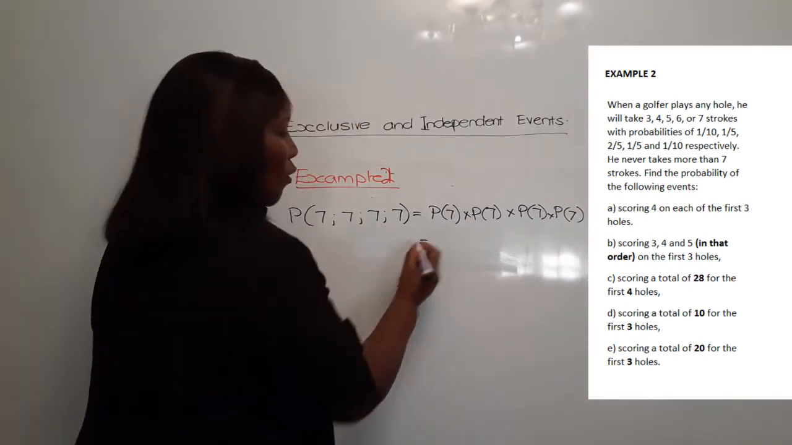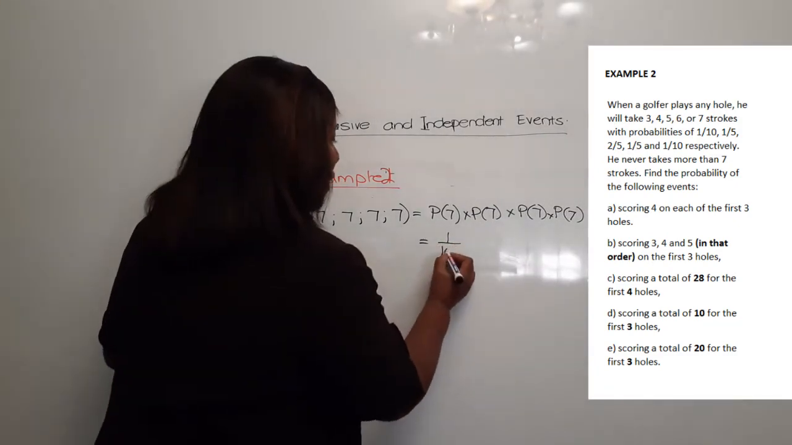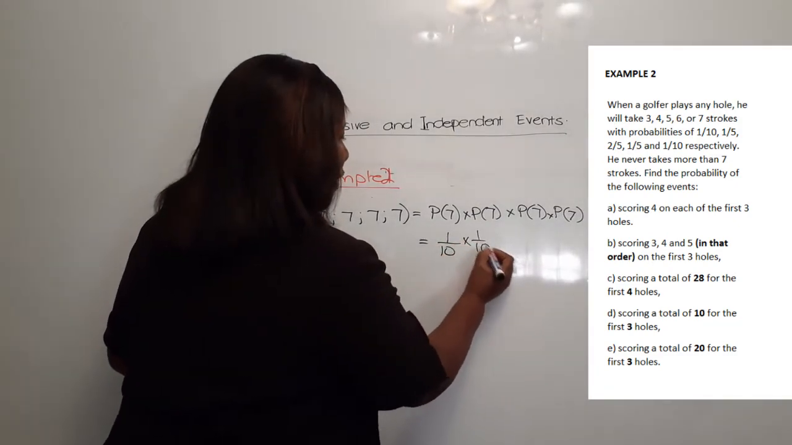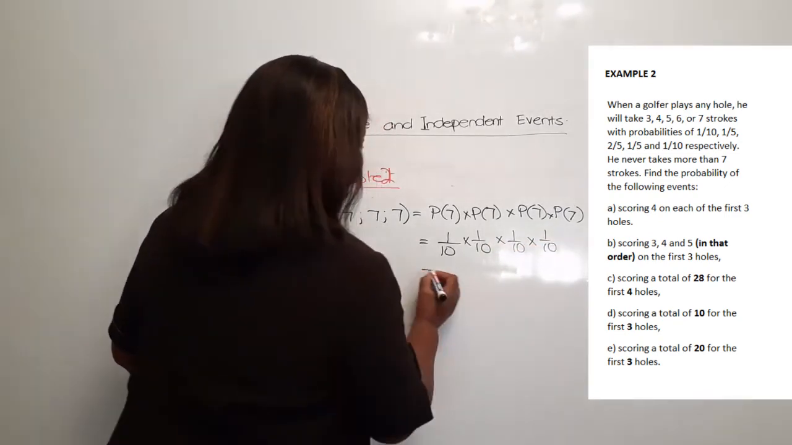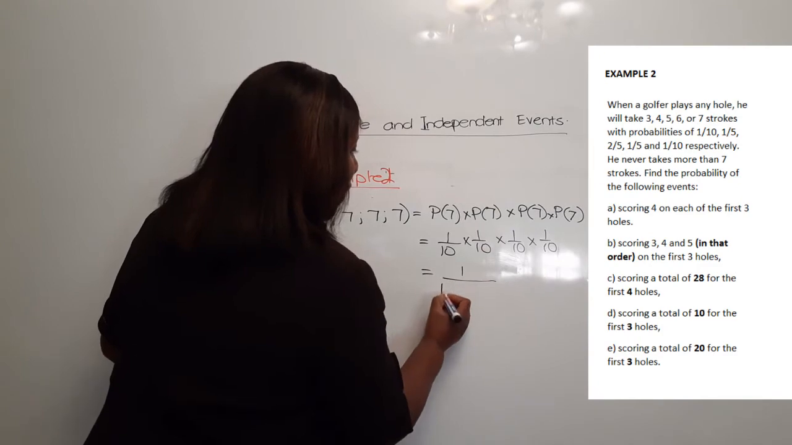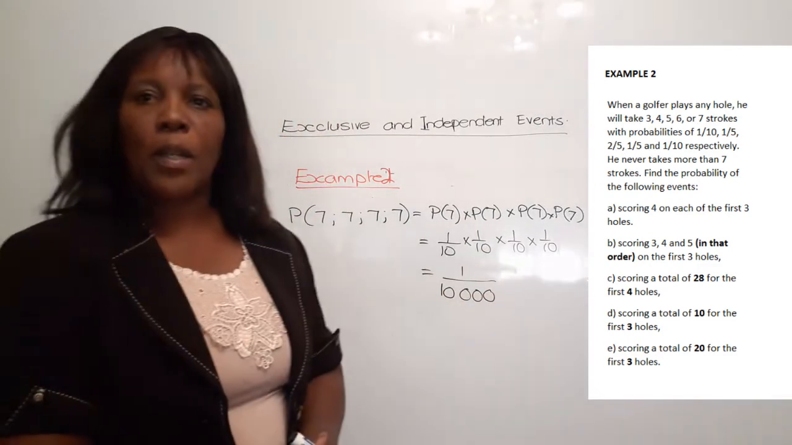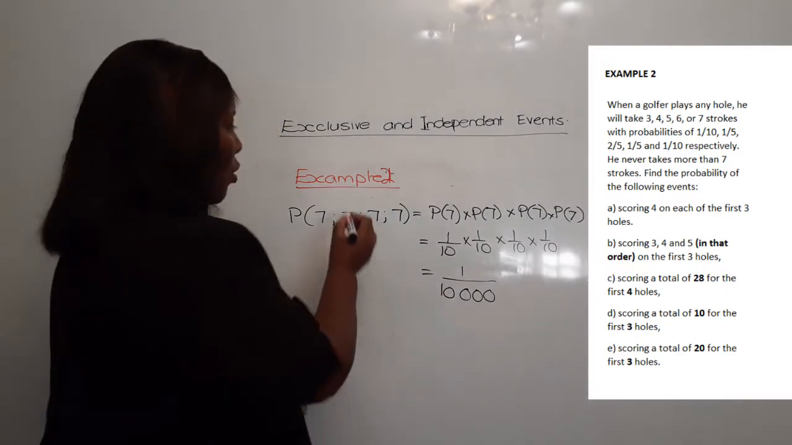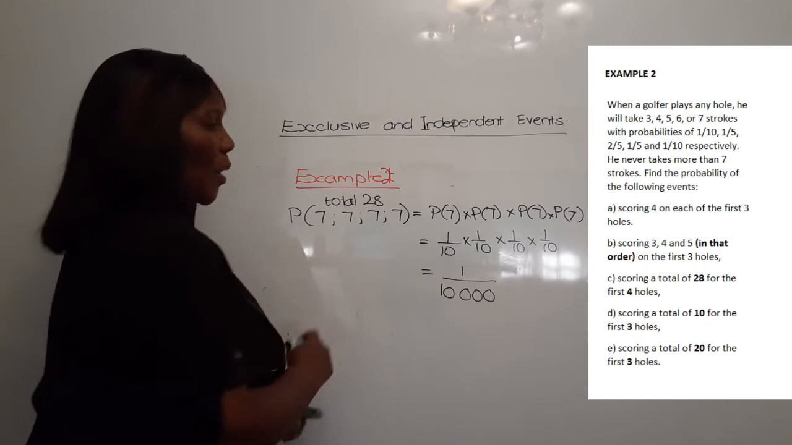So probability of 7, we are told, is 1 over 10. So this is 1 over 10 times 1 over 10 times 1 over 10 times 1 over 10. And that gives us 1 over how many? 10,000, 4 zeros. So that is the probability of getting a total of 28. This is a total of 28.